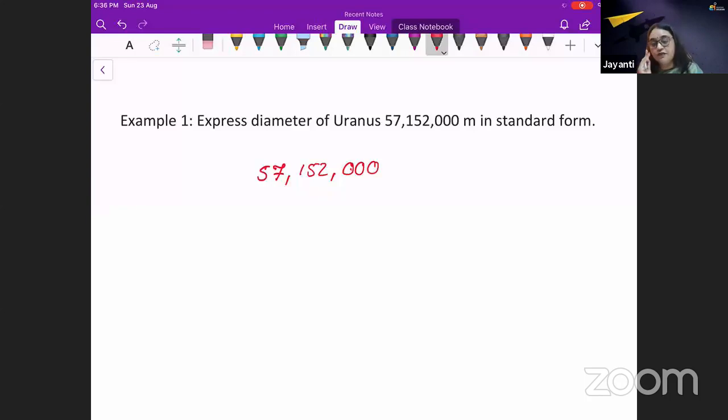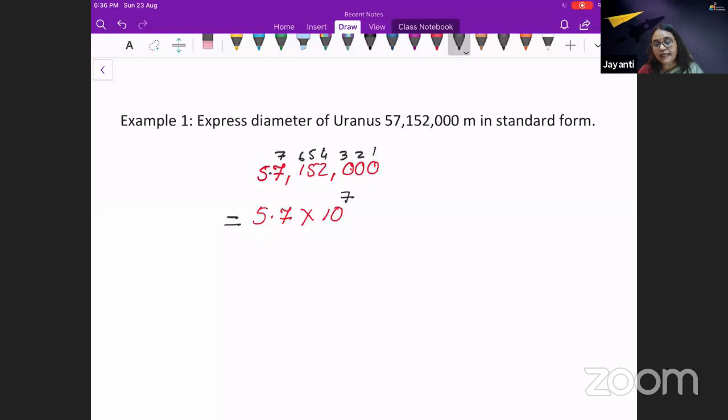Now we have to write it in a standard form. The first thing is we have to write it as a decimal number between 1 and 10. So I cannot write 57 point something. It should be between 1 and 10. So I have to write 5.7. This is a decimal number which is between 1 and 10. And it should be expressed as a multiple of 10. 10 raised to the power how much? How will I find out what is the power? So 1, 2, 3, 4, 5, 6, 7. After 7 numbers, I'm putting a decimal. So 10 to the power of 7. So this is the standard form.